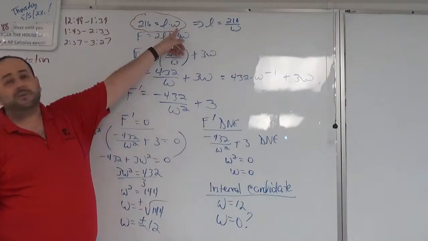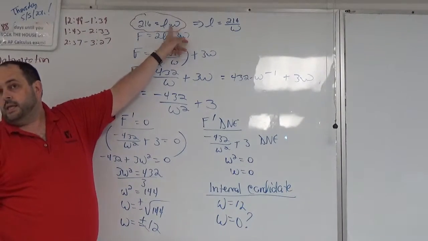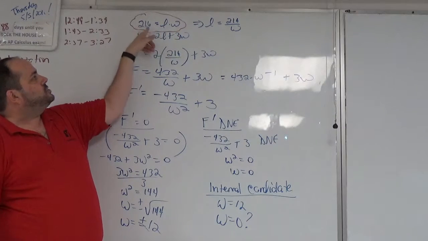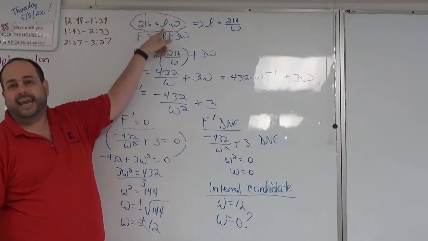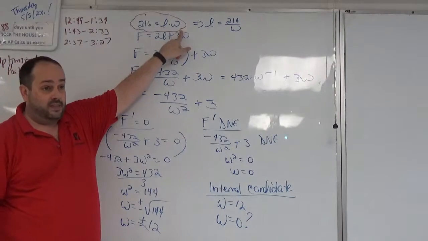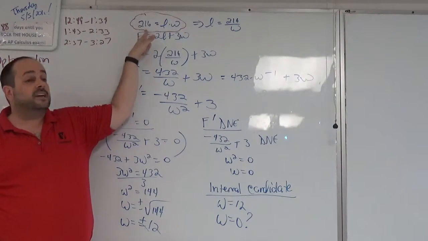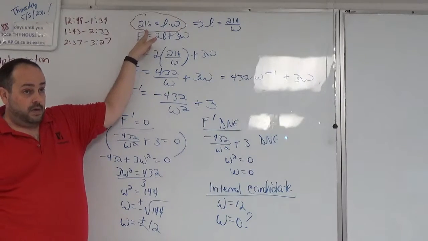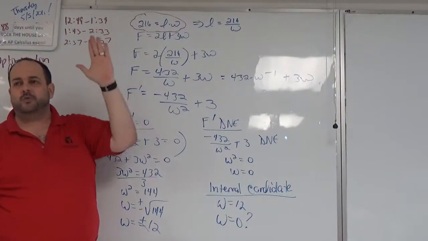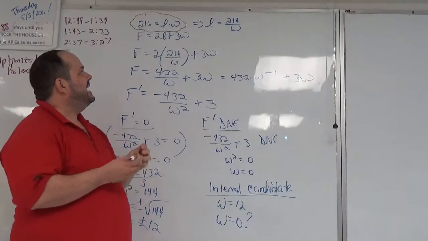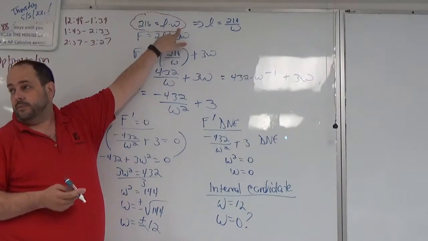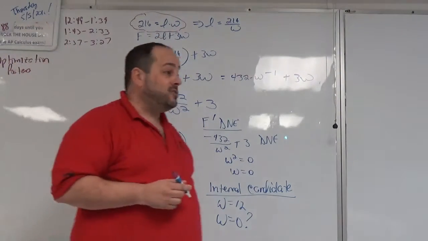If you say 0, look at your constraint. Your constraint says 216 has to be your length times your width. Can the width be 0? No, because then you don't satisfy the constraint. So 0 is not actually an endpoint this time. You can't use 0. What's the smallest thing you can use?